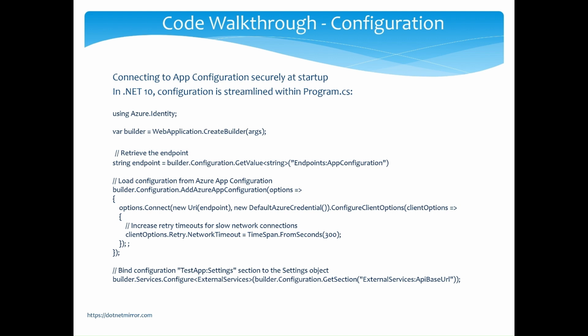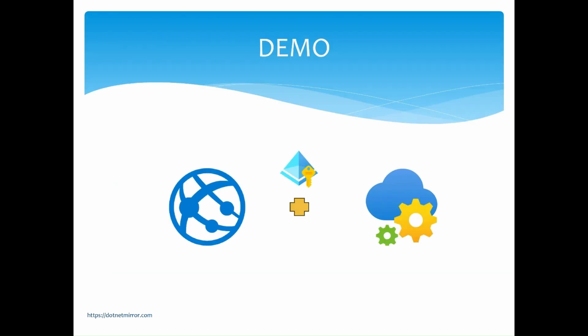Finally, just like a standard local configuration, we use builder.Services.Configure to map the incoming JSON-like structure from Azure into a strongly typed C# object like ExternalServices, making it injectable anywhere in our app. We talked more on the slides. Now let's see this in action.